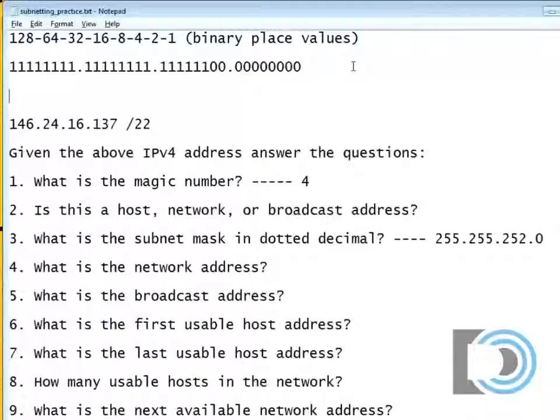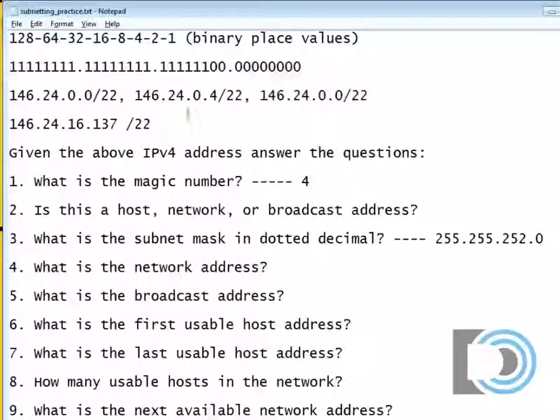All we have to do is say 146.24, and since our subnets are going to be in the 3rd octet, I put a 0 here and then another 0. So this is our first network. Okay, that's our first network. Copy. Our next network is 4. Did I put the 4 in the right place? I did not put the 4 in the right place. The 4 goes here.